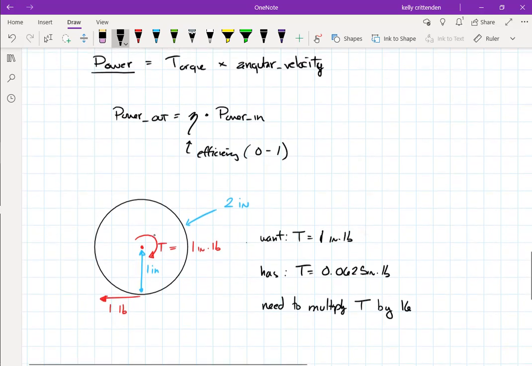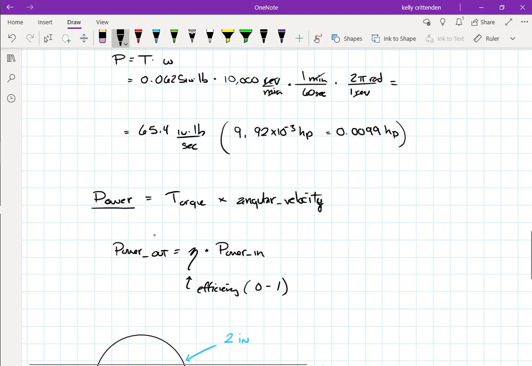But in my power equation, if I multiply this term by 16, then I've suddenly created power. Power is not 0.0625 times the 10,000 RPM. Now it's 1 inch-pound times the 10,000 RPM. So I've actually just increased the power magically. That normally doesn't happen. So if I increase the torque by a factor of 16, then I have to divide the speed by a factor of 16 to keep the power the same.